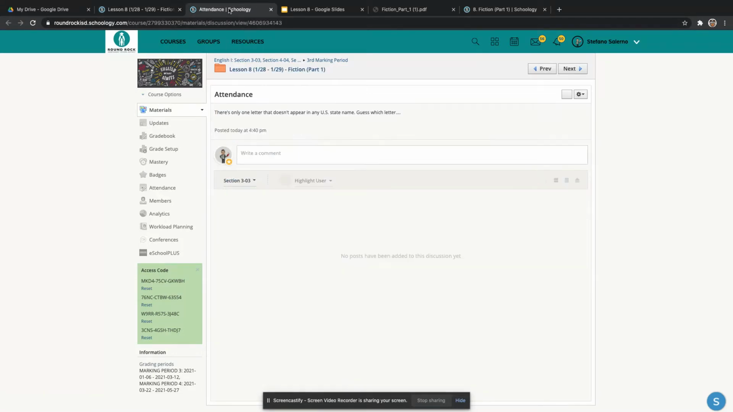As always, the first thing is mark yourselves present. Just try to guess which letter it is. The question here is there's only one letter that doesn't appear in any US state name. You don't need to get it right. Just try to guess, and you'll be marked present for today.